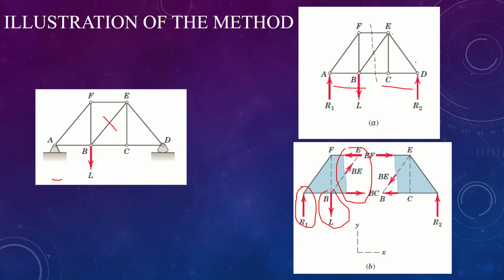The right hand section of the truss, as you can see in figure B, is in equilibrium under the action of R2 and the same three forces, that is EF, BE and CB, that are in the cut section. See, the proper sense of the horizontal forces can easily be sensed from the balance of moments about points B and E.